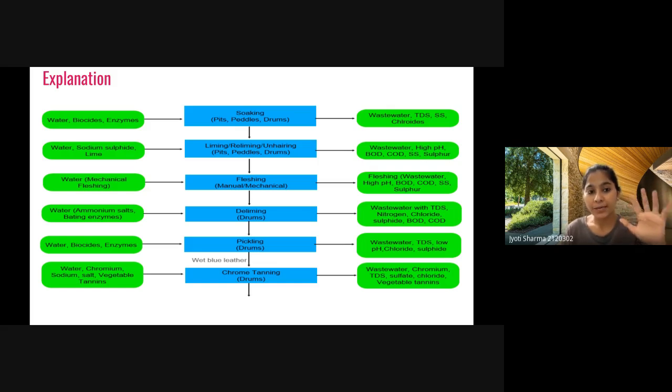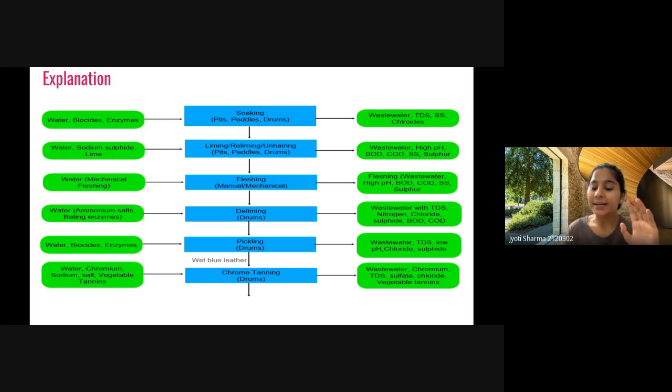Okay. And because we are using such kind of things, we will have some wastewater as the byproduct. After soaking, we will get wastewater with high TDS, and suspended solids (SS), and we also have chlorides. Then after liming, we will have wastewater that will have high pH, high BOD, high COD, high SS, and even sulfur within that wastewater. After flashing, we will have wastewater with high pH, high BOD, COD, SS, and sulfur.